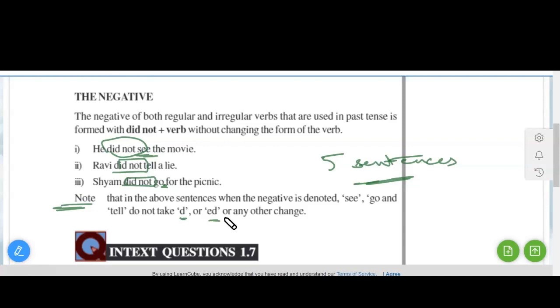I hope you have understood whatever is taught in the lesson, the first steps till Intext question 1.6.